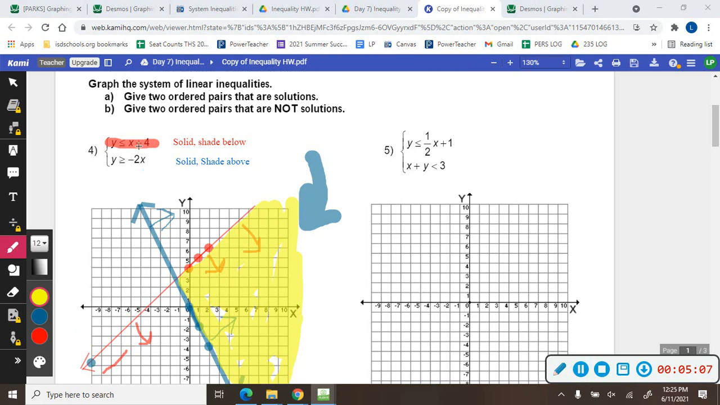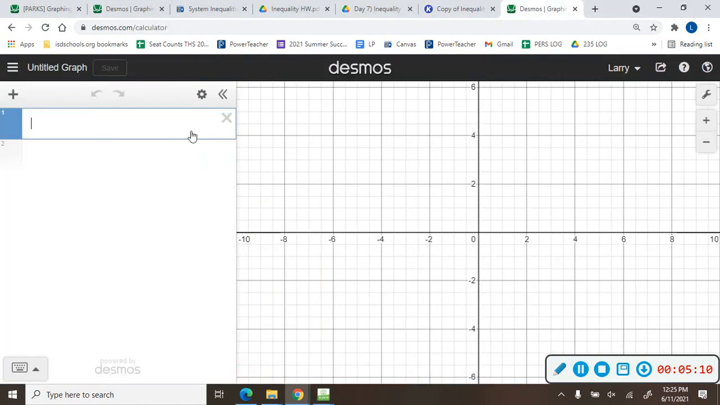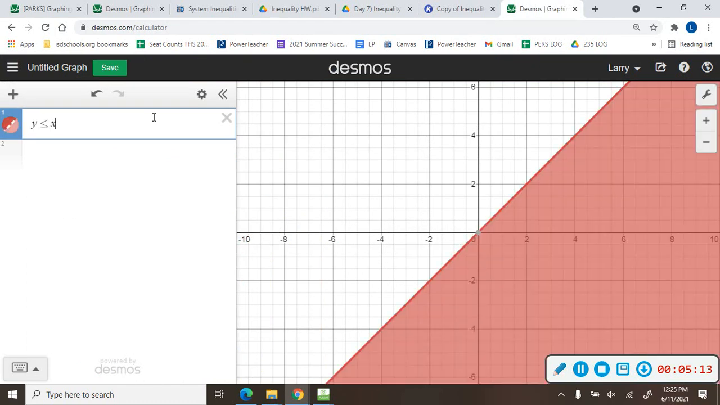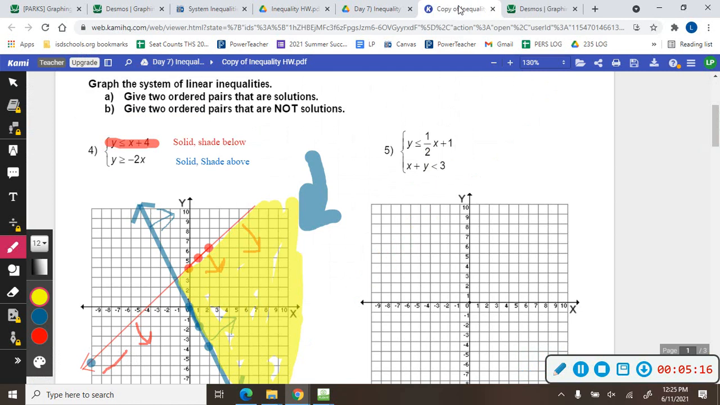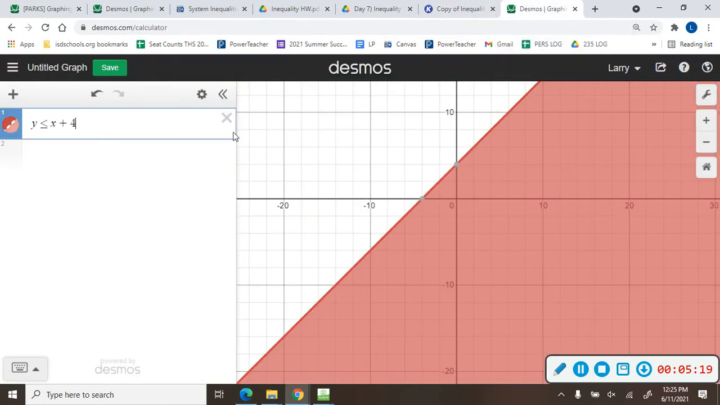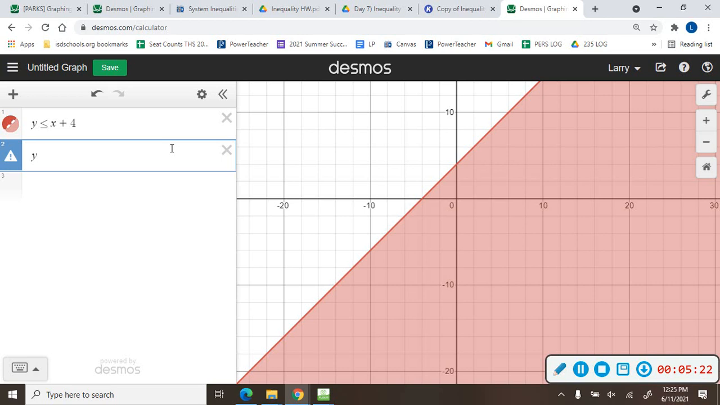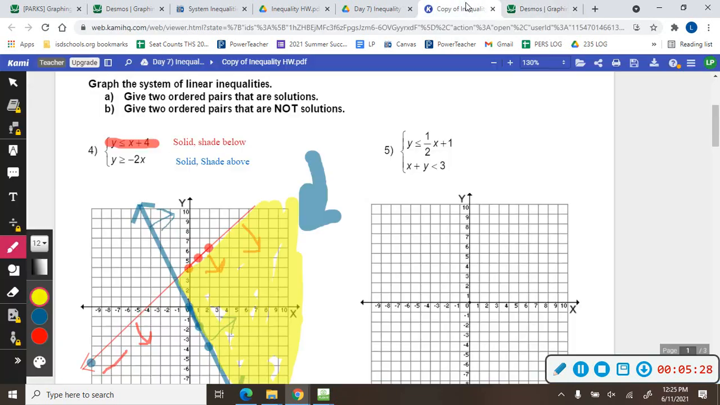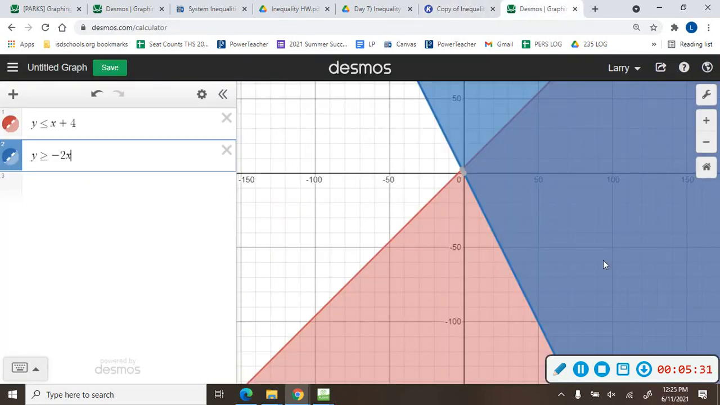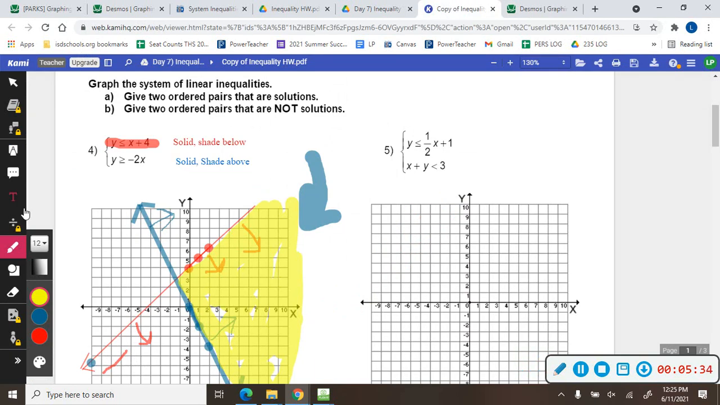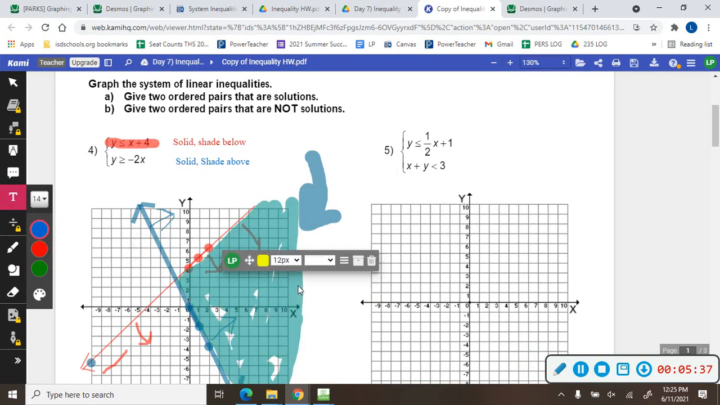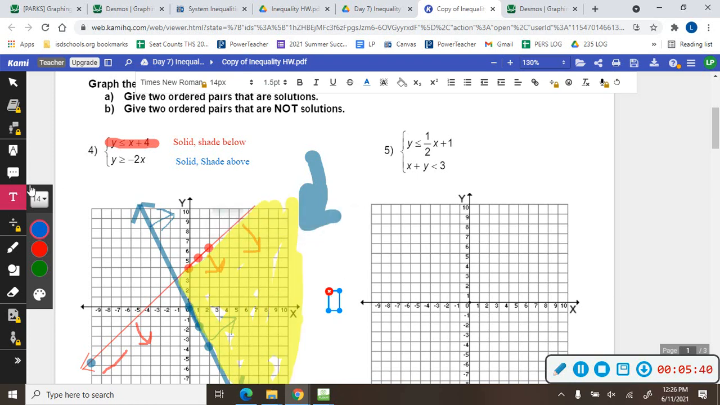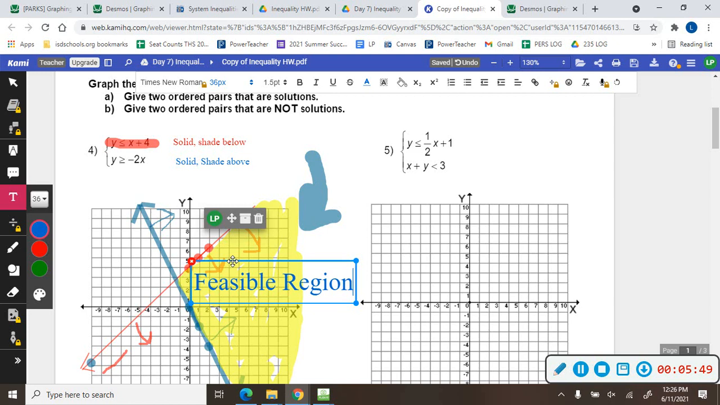So now let's check our answer real fast. We have y is less than or equal to x plus 4. And just compare those. Yep. And y is greater than or equal to negative 2x. So when I compare those two, they look the same. This is what we call the region we're looking for. It's called the feasible region. And that means anything in this area is the solution.